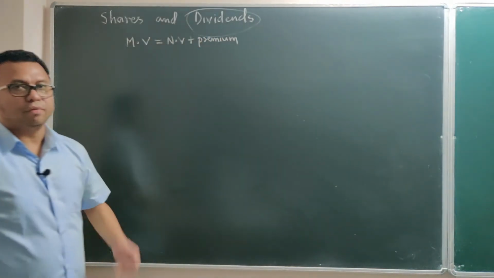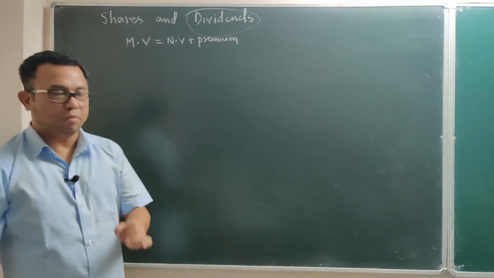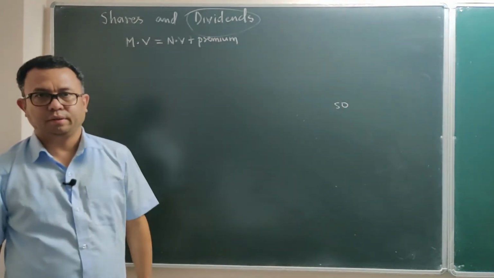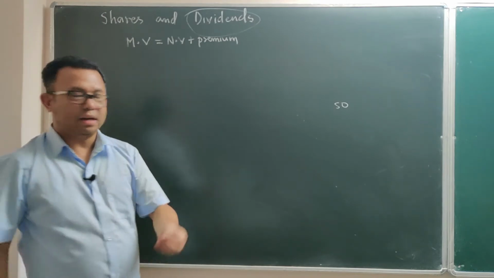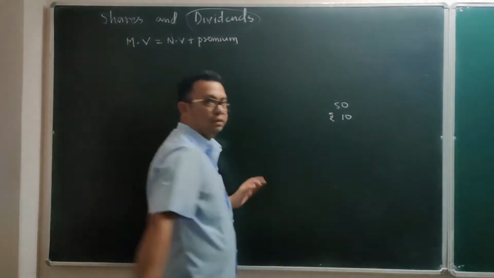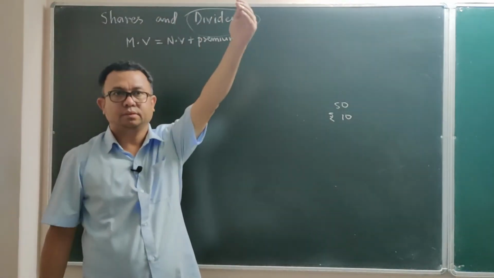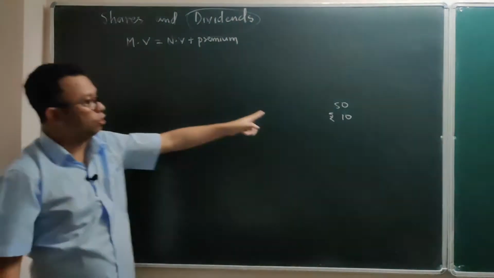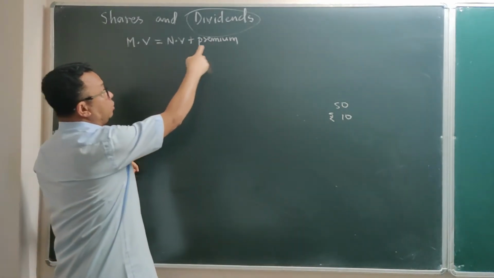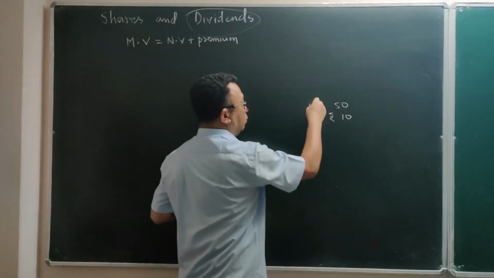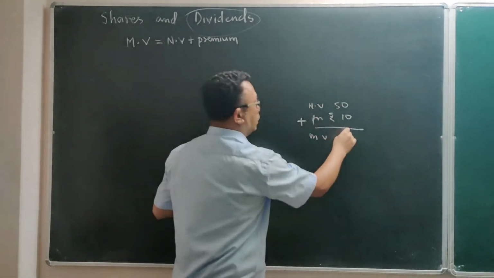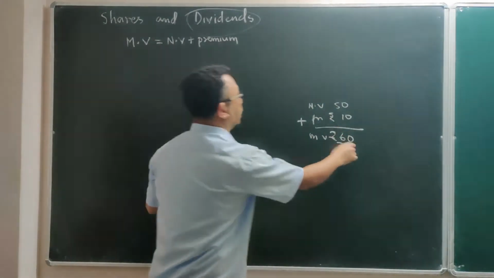Nominal value plus premium. For example, they will say a share has a nominal value of 50, and is available in the market at a premium of 10 rupees. Premium means a raise in price. If you want to find market value, to nominal value you have to add premium. So here 60 rupees is the market value.